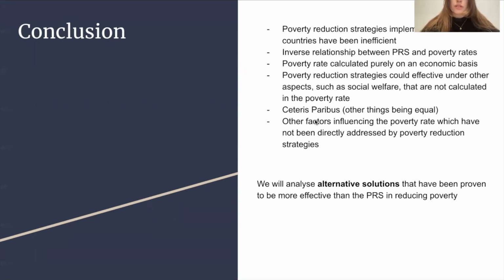Lastly, we must also consider ceteris paribus, other things being equal. Therefore, we must acknowledge that there could be other factors influencing the poverty rate, which have not been directly addressed by poverty reduction strategies. Therefore, we will analyze alternative solutions that have been proven to be more effective than the PRS in reducing poverty.